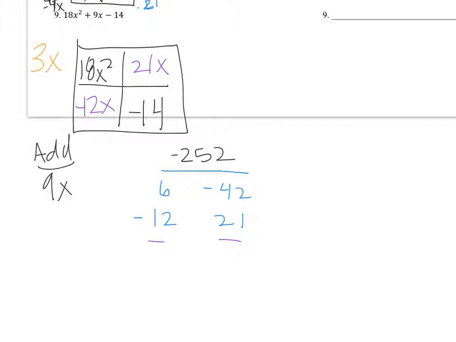18 and 21 are both divisible by 3. The negative 12, since it's negative, I have to take out a negative, and that's a 2. And then my 18 and 12, they're both divisible by 6 and an x. And my 21 and 14, they're both divisible by 7. So my answer would be (3x minus 2)(6x plus 7).